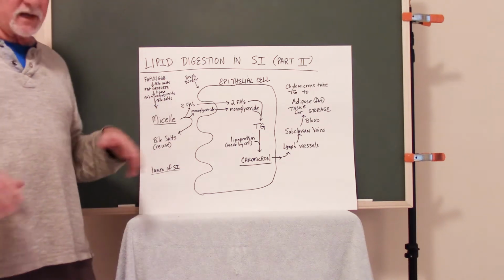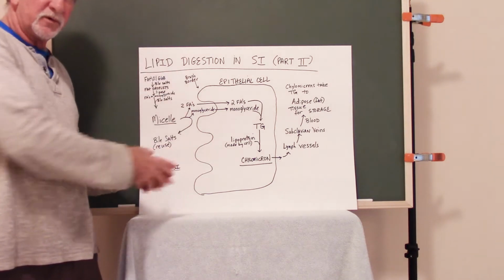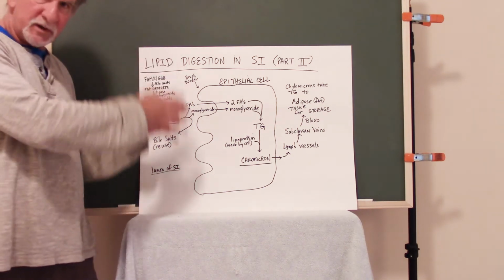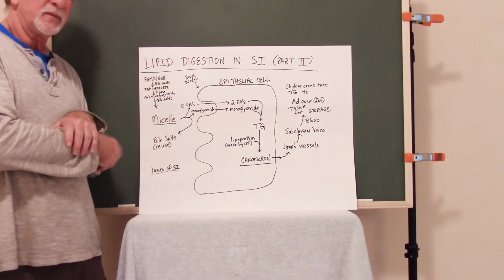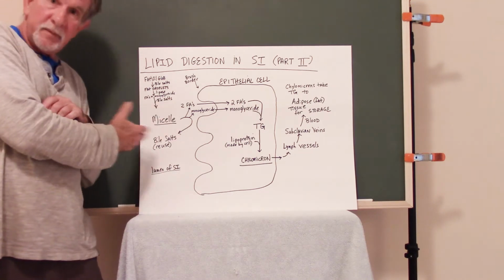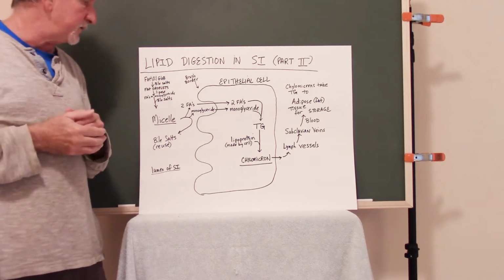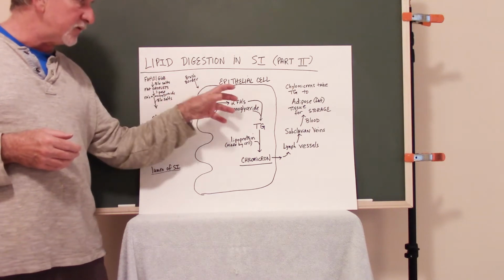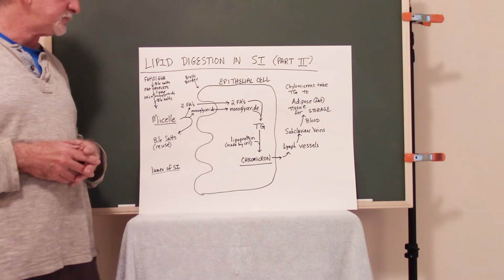So the micelles, as they form, drift over to the brush border, and at the brush border the micelles literally fall apart. The bile salts are released and can be reused for emulsification and further micelle formation, and the fatty acids and the monoglycerides then enter into the epithelial cells that line the small intestine.